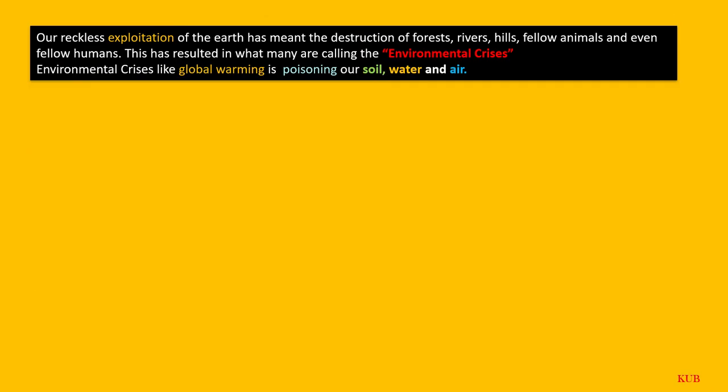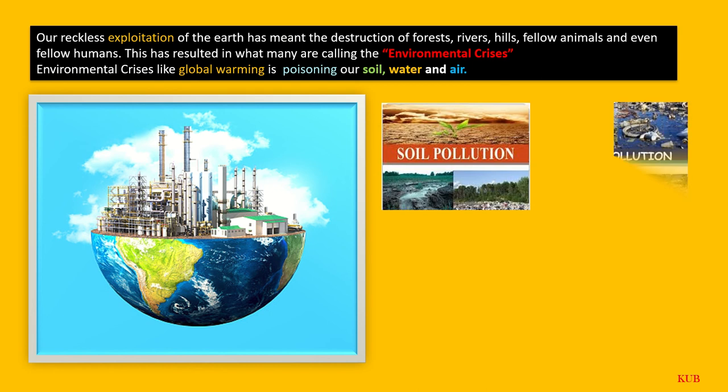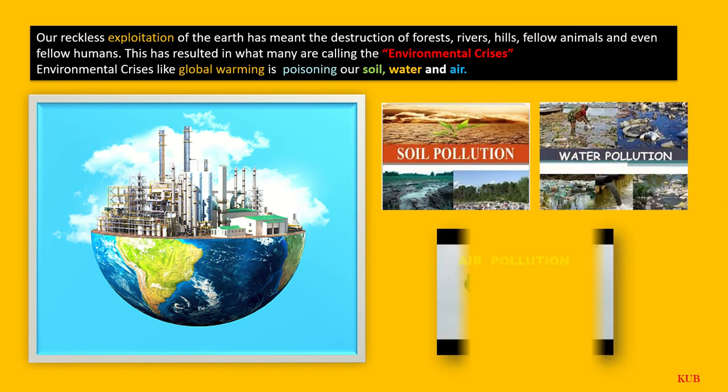Because of this, our reckless exploitation of the earth has meant the destruction of forests, rivers, hills, fellow animals, and even fellow humans. This has resulted in what many are calling the environmental crisis. Environmental crisis like global warming is poisoning our soil, water, and air.